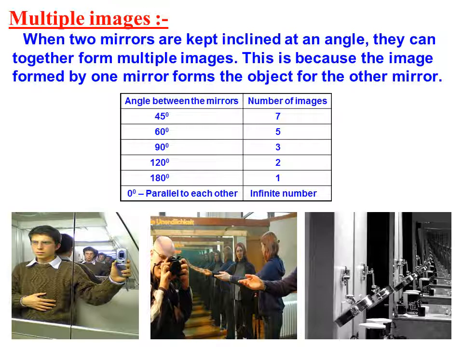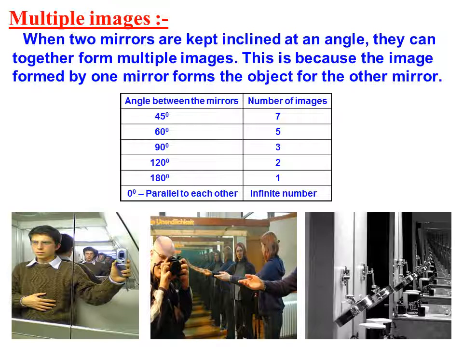If it is kept at 60 degree, it will reduce. The number of images will be 5. At 90 degree, the number of images will be 3. At 120 degree, the number of images will be 2. And at 180 degree, the number of images will be 1.